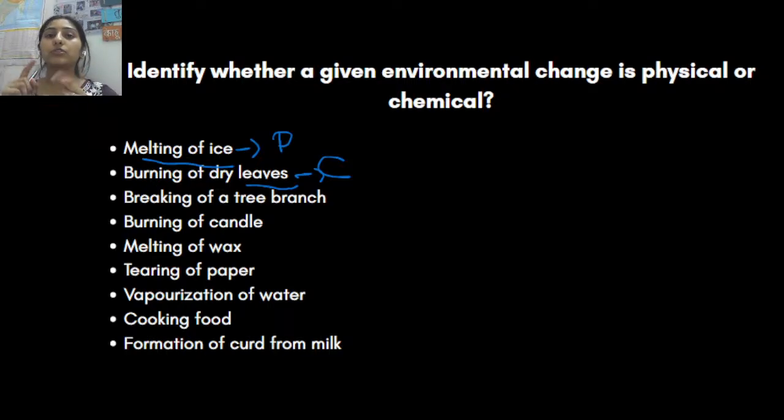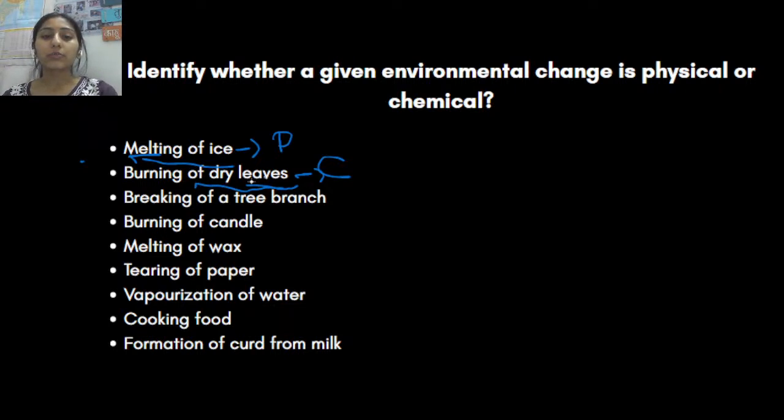And one more thing that we must keep in mind is that chemical changes are irreversible and physical changes are reversible. So we can modify the liquid into ice again, but we cannot convert the ash into dry leaves again. Hence it is a chemical change.